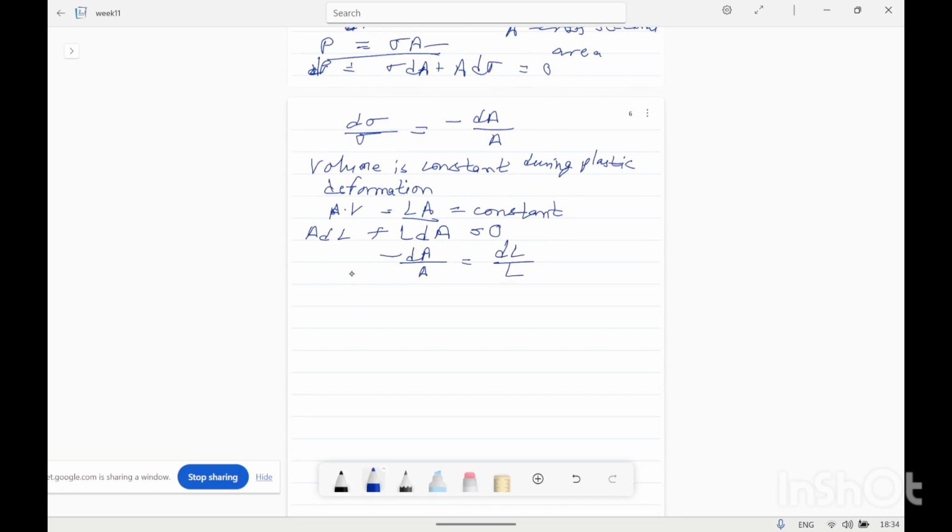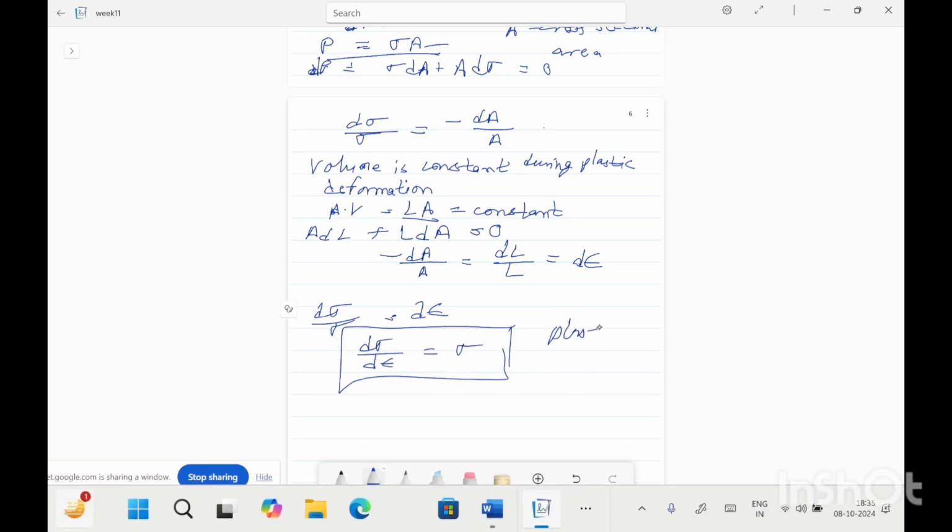This is written as the true strain, epsilon. If we put this into the upper equation, d sigma by sigma will be d epsilon, and d sigma by d epsilon can be written as sigma. So this equation is called the plastic instability.